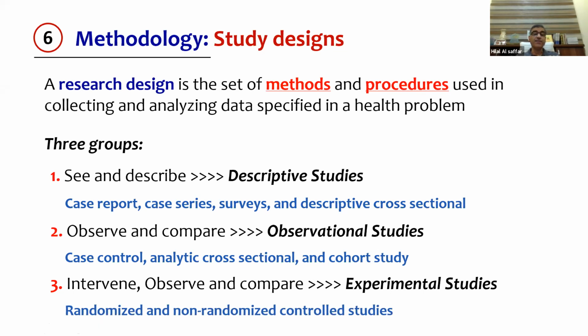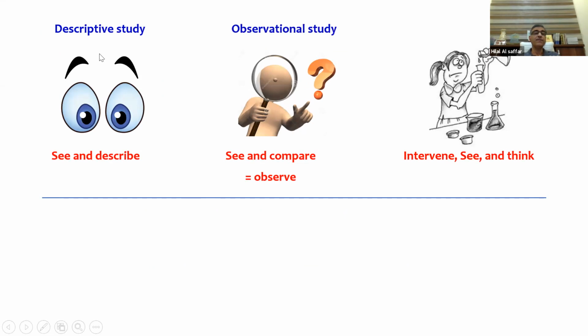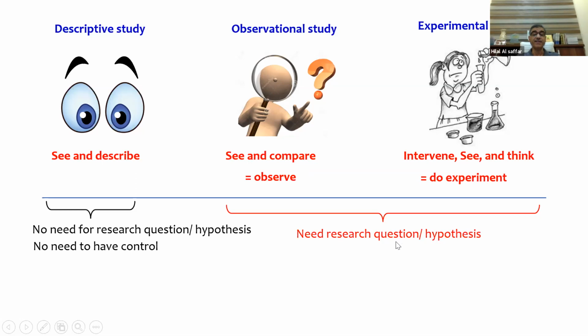طبعا الانترفنشن هو الراندومايز. هذا الدايجرام أيضا يسهل لكم فهم الموضوع بالنسبة للكلاسيفيكيشن. عندنا either you see and describe and this is descriptive, either you see and compare, يعني you see and send what you see to the mind in order to compare، وهذا هو الobservation. الانترفنشن من اسمه you will intervene and measure the effect of your intervention. الشيء اللي لازم نعرفه أنه الديسكريبتيف ستادي عادة ما بيها ريسيرش كويستشن أو hypothesis and there is no need to have a control group، بينما الاوبزرفيشنال والاكسبيرمنتال لازم عندها ريسيرش كويستشن، hypothesis وكنترول جروب.